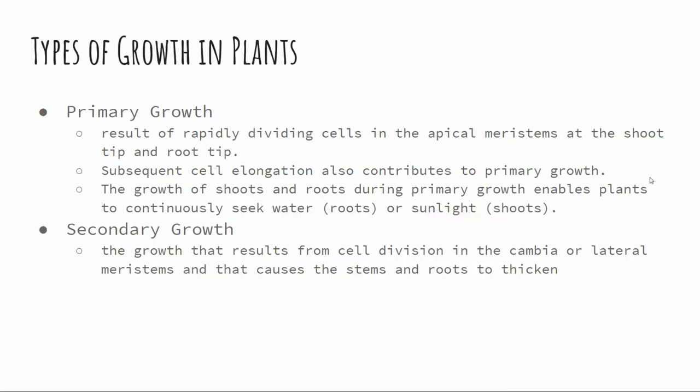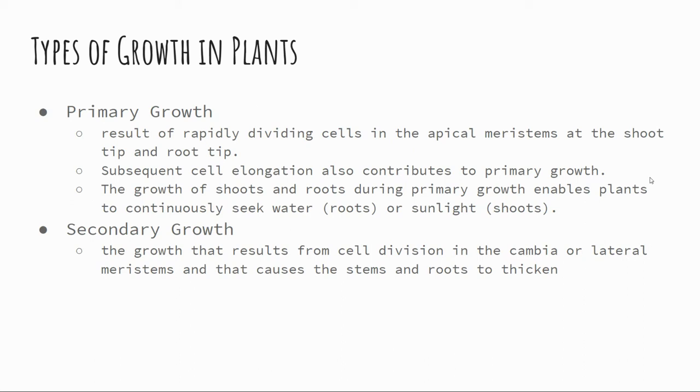Types of growth in plants, we've touched on these before, but again, it's important. Primary growth and secondary growth. So primary growth is a result of rapidly dividing cells in the apical meristems at the shoot tip or the root tip. All right, so this is the topmost part of the plant or the bottommost part of the plant. Okay, this is the growth that's going to make our plant, another way to think of it, longer, up and down.